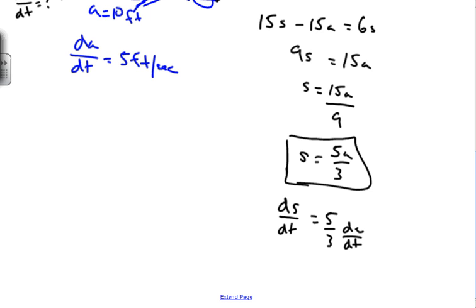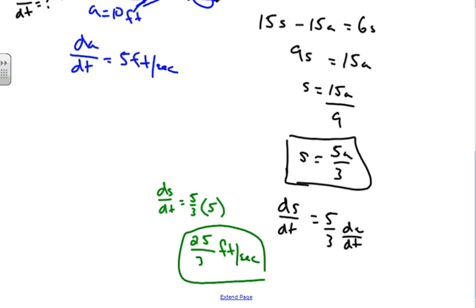Once we get our derivative, we can then plug in our values. We're looking for ds dt, and it's going to be 5/3 of whatever dA dt is. Well, dA dt we find out is 5. And so we have our answer, 25/3 feet per second. That's how much the tip of the shadow is changing at that moment in time.